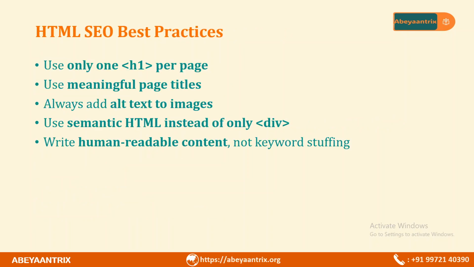So why HTML SEO best practices? What are the main ones? Mainly you need to maintain one H1 per page. Only one H1 tag should be on a particular page, along with meaningful page titles and alt text for images. In HTML, instead of only div, use semantic HTML elements like header, navigation, footer, section. Write human readable content and avoid keyword stuffing. Then the search engines will increase your page ranking.